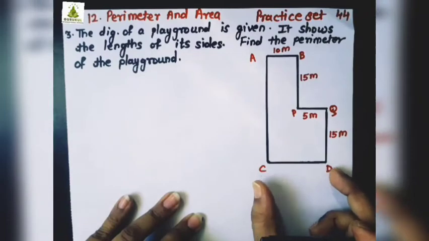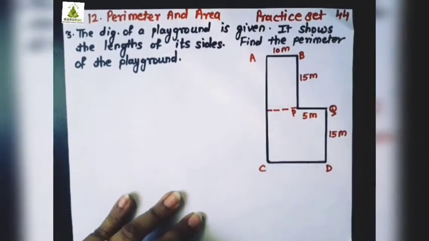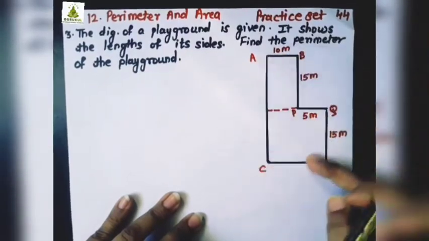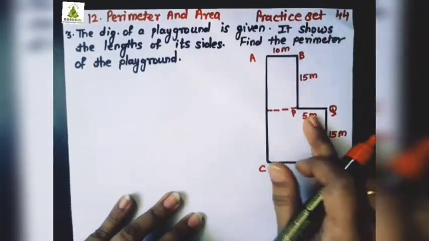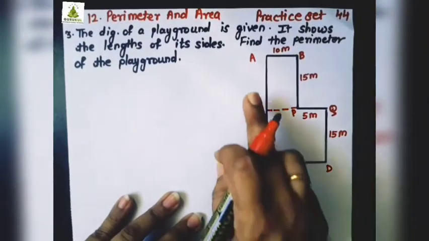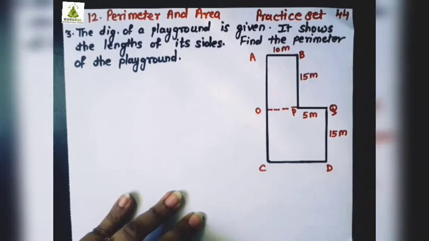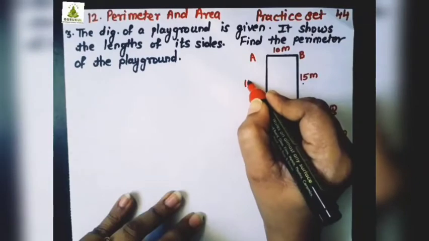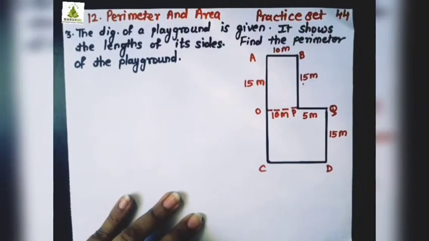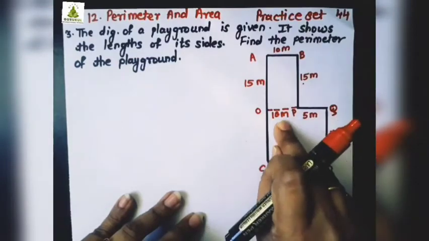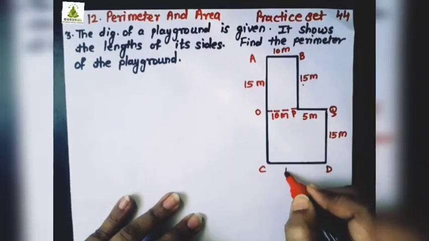Now if we want to find the length of this side CD, how to find that? I will draw one dotted line like this. If I draw the dotted line like this, you can see that this total playground is divided into two figures, this one and this one. And as you can see, this is a rectangle. If I give one more label over here, A, O, P, B, this is a rectangle. And you know the opposite sides of a rectangle are equal in length. So if this is 15, this also will be 15. And if this is 10, this also will be 10. Now, if this is OP, this is 10, this is 5. So the total will be how much? 15. Right? So this CD also will be 15.